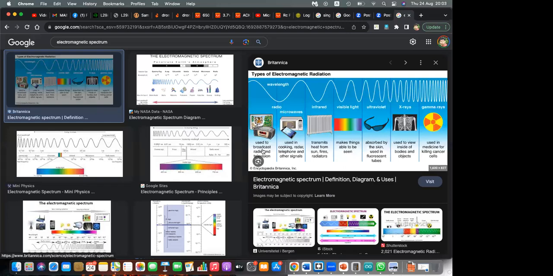Basically here you can see the TV and radio signals. Frequency is low. Then the microwaves. Then infrared. Infrared is also not visible.